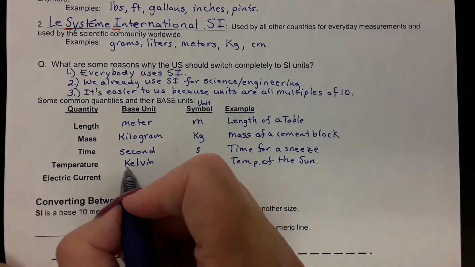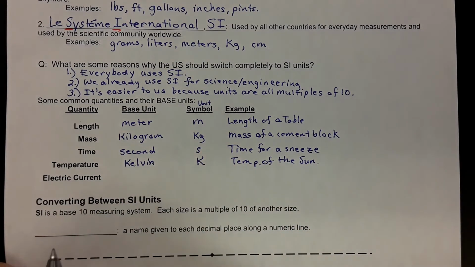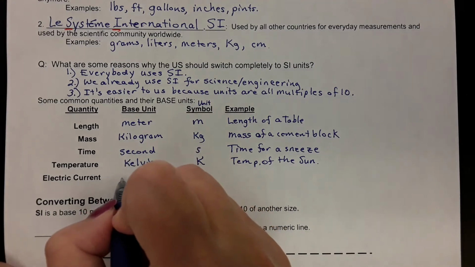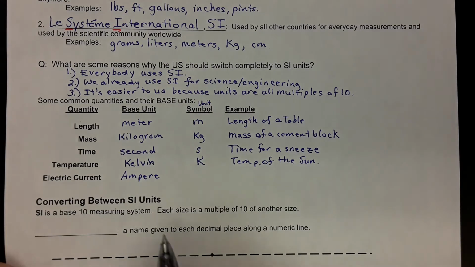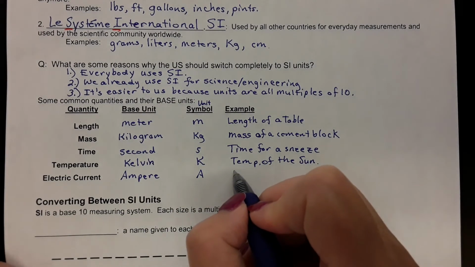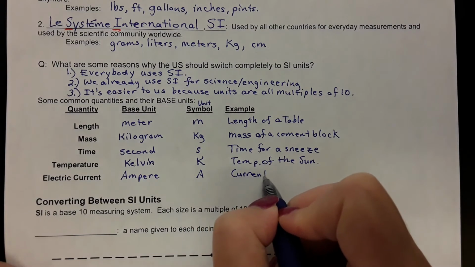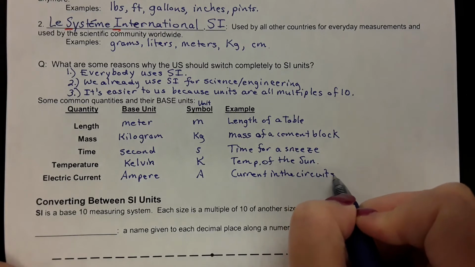The last one we're going to look at is electric current, what we use to bring energy to our homes and our electronic gadgets. It's measured in a unit called the ampere, named for Andre Ampere. They call them amps for short out in the industry, just amps of current. We use a capital A for amps of current, and it could measure the current in the circuit in your home.